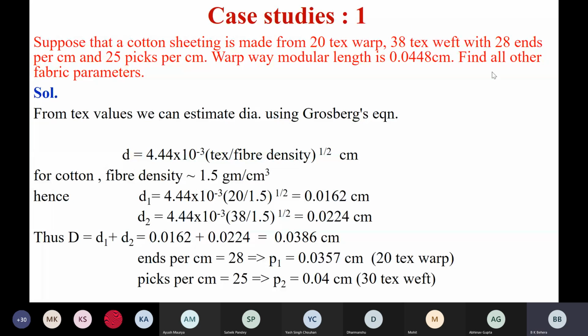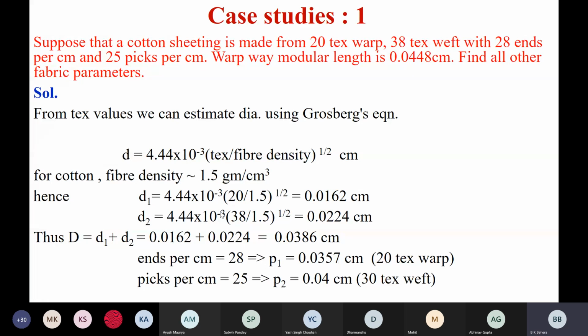If the tex, packing density and fiber density are known, one can find out the diameter of yarn. From 20 tex D1, from 38 tex D2, and 28 ends per centimeter, that means what will be P1? 1 upon 28. 28 ends per centimeter means number of warp yarn per unit length. So what is the distance between two consecutive warps? 1 upon 28. Similarly, pick density 25 means number of weft yarn per unit centimeter is 25. So what will be the distance between two consecutive weft yarns? 1 upon 25. That will be P2.